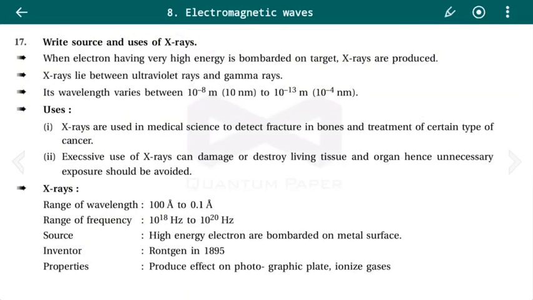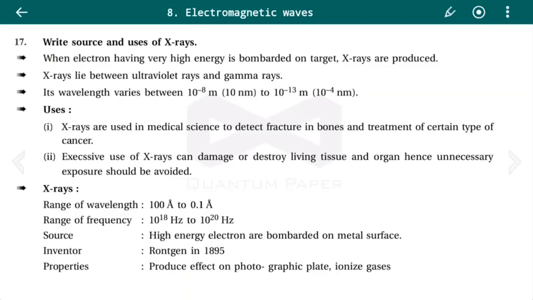Now let us discuss the X-rays. Generally we have heard that X-rays are used to detect if there is a fracture in the bones. So let us see the details today. From where does it come? When an electron having high energy is bombarded on the target, X-rays are produced.